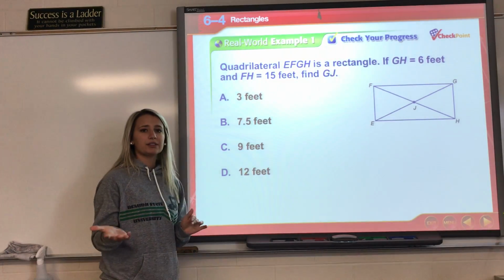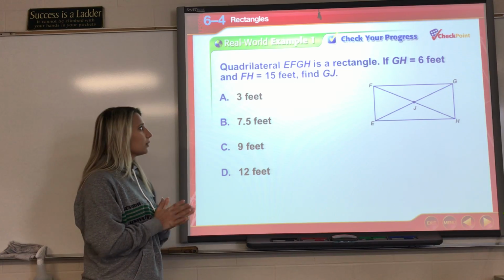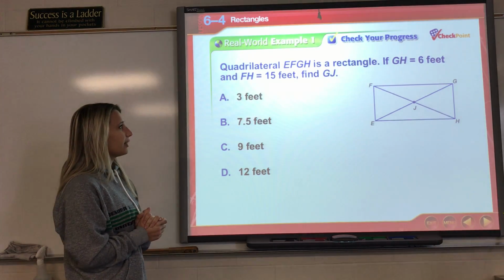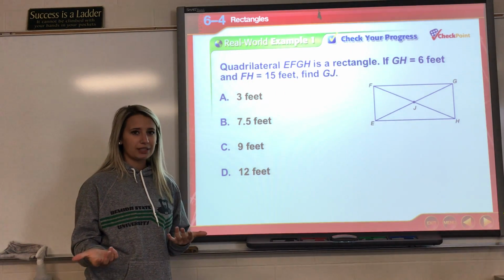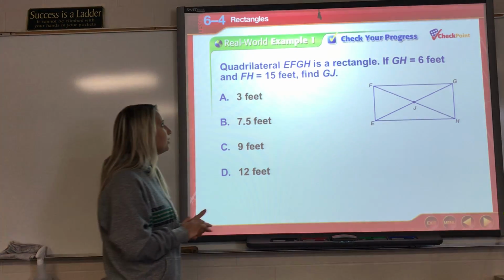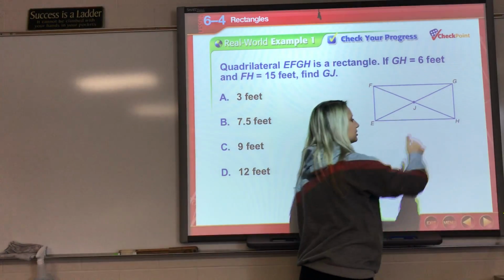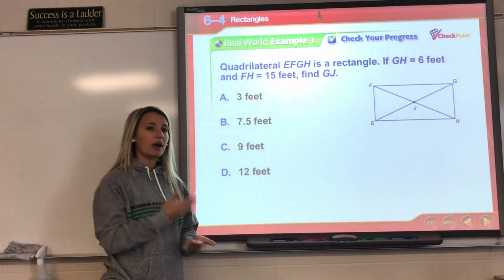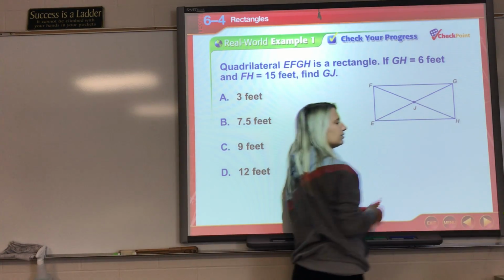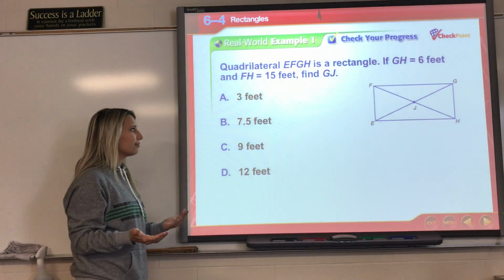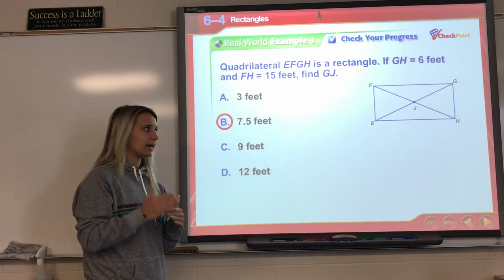Here's one for you guys to try. Go ahead, pause your video, do a little working out. We're given that GH is 6 feet, and honestly that's not really important because we're looking at the diagonals. It tells us that FH is 15, so this entire diagonal is 15. If this is a rectangle, our other diagonal will also be 15, and if we're looking for GJ, we know that's going to be half. So we get 7.5 because that's half of that diagonal.